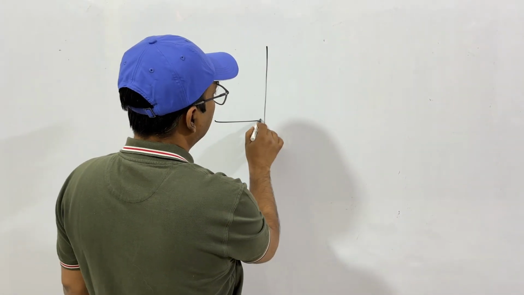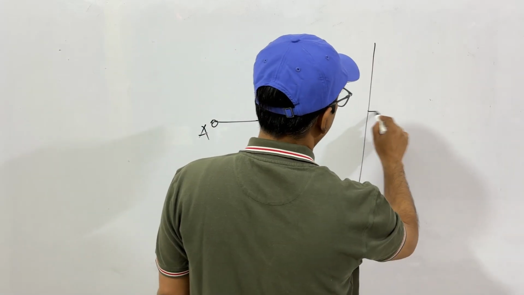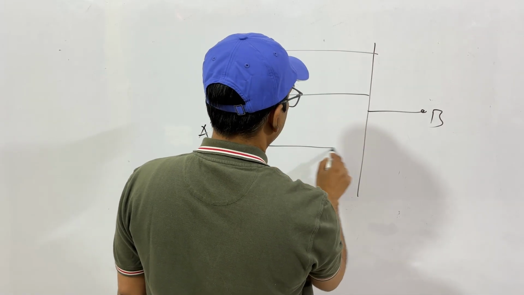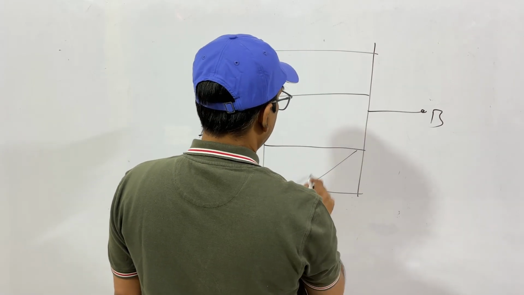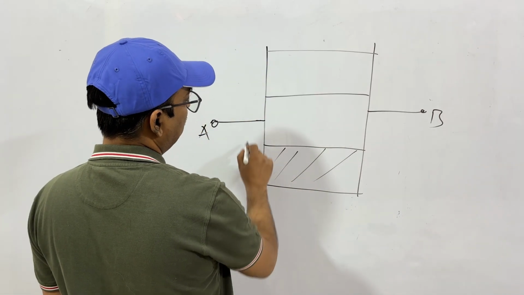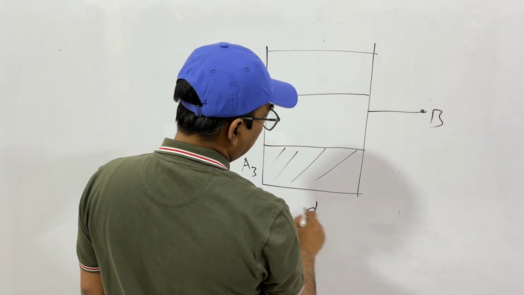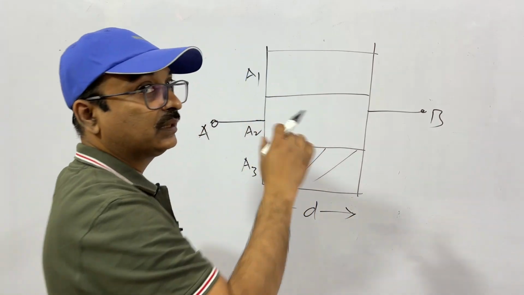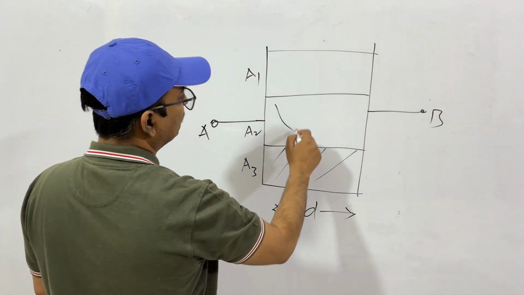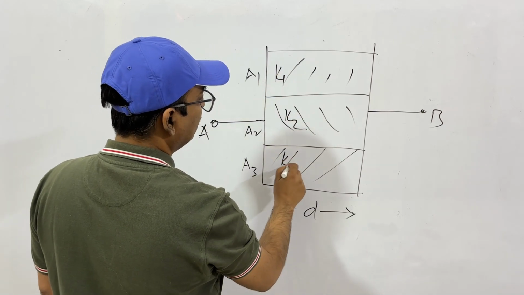Now, if this is our capacitor, this is point A and this is point B. Let's say from here to here we have the first dielectric, area is, let's say, A3, this area is A2, this area is A1, and D is common for all. Earlier their area was common, thickness was different. Here this gap is common, area is different. So let this be K1, this be K2, this be K3.